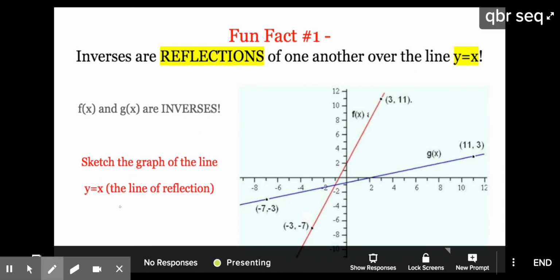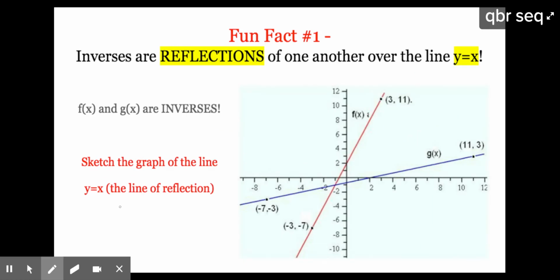All right, fun fact number 1. Inverses are reflections of one another over the line y equals x. So in this image, f of x and g of x are inverses. And I'm asking you to sketch the graph of the line y equals x, which is the line of reflection. So pause the video, and on your own, on Pear deck, go ahead and try that.